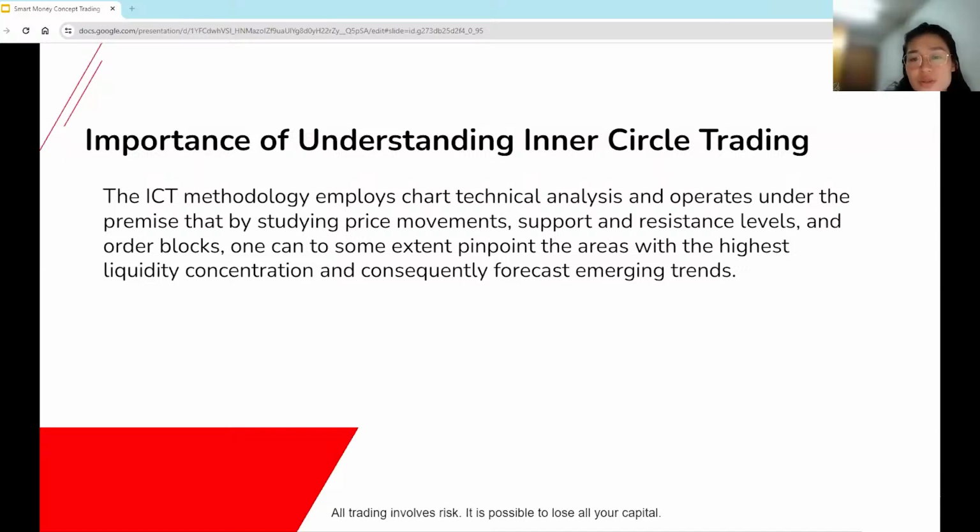So why is it important for us to understand ICT first? In today's highly volatile and competitive financial markets, having a deep understanding of how the markets operate in terms of chart technical analysis, your price movements, support resistance levels, order blocks, and so on and so forth can help us to understand how the markets operate and can give us a significant edge as traders. By mastering the ICT techniques, you can then enhance your ability to identify high probability trading opportunities and effectively manage your risk.